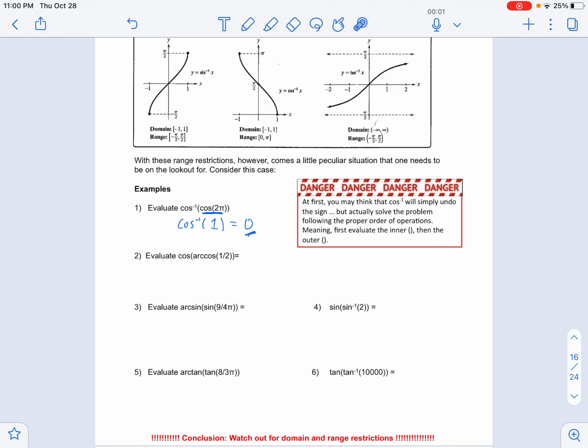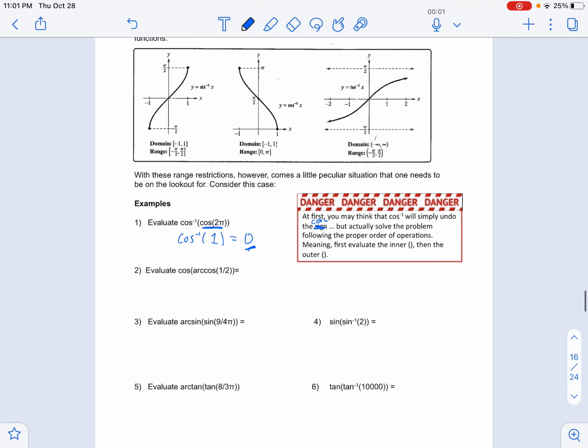So in summary, at first, you may think that arc cosine will simply undo the cosine. Sorry, not the sine here. Sorry, that was a bad autocorrect. So the cosine. But actually, when you solve the problem, you'll notice that due to the restrictions of the domain and range, things are not quite as they seem. So it's not quite that simple that you get to just cross it out. Sometimes it will be, sometimes it won't. So what you need to do is first evaluate the inside and then evaluate the outside.